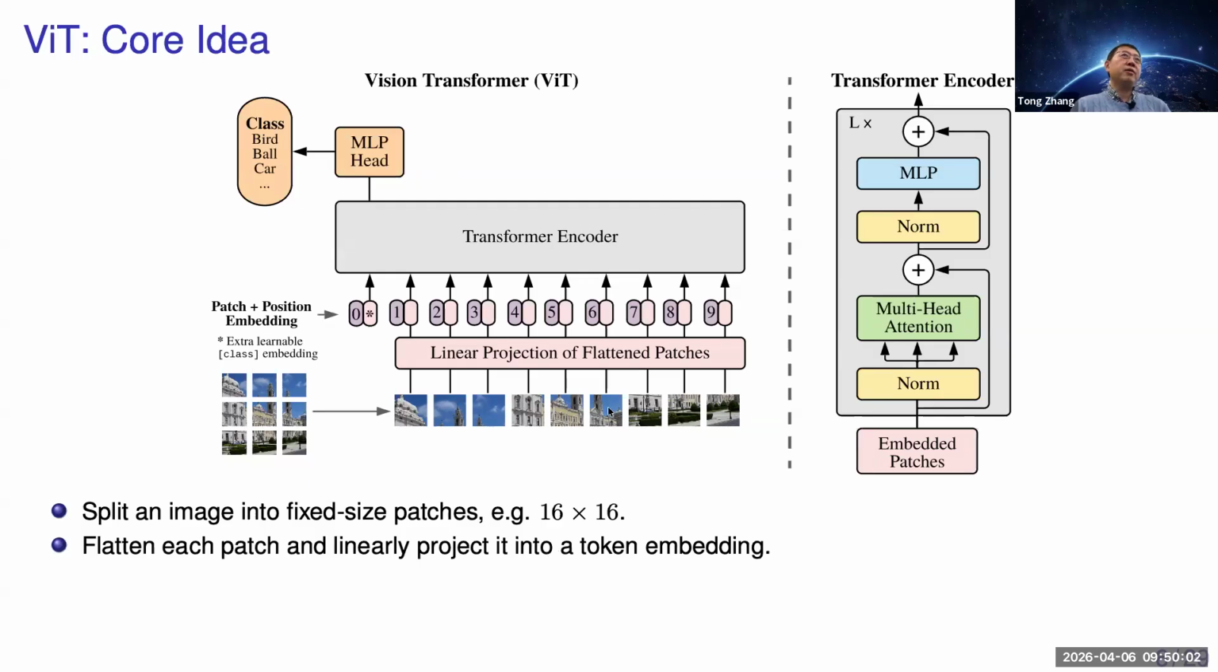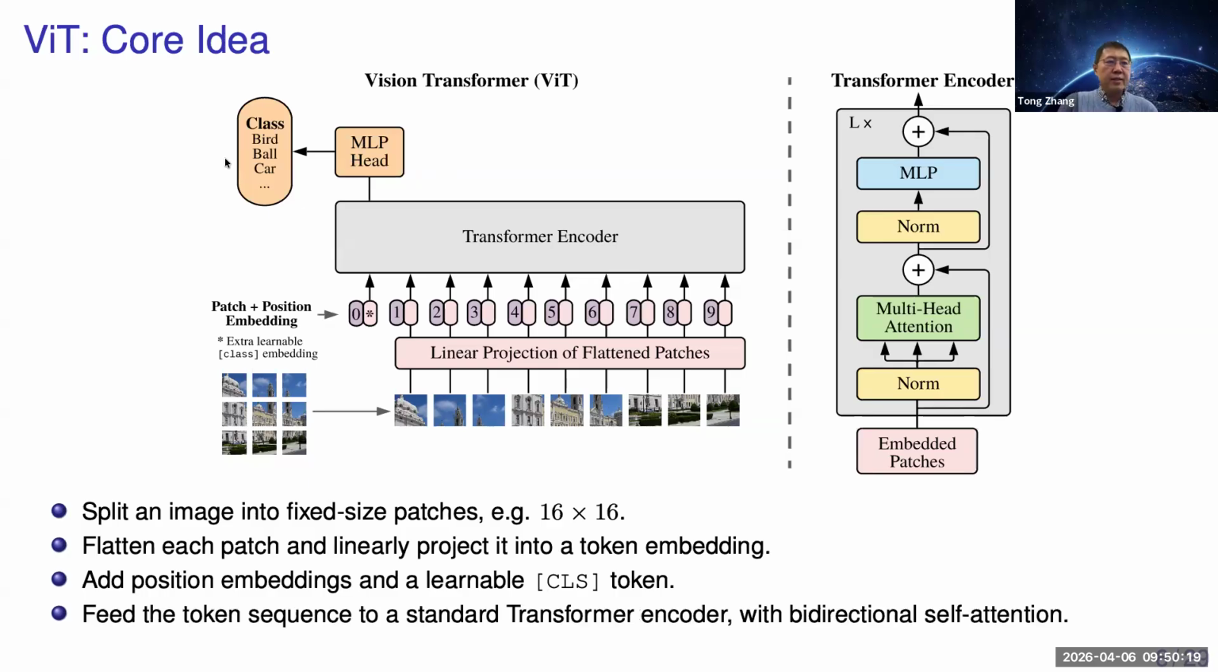For ImageNet, usually it's 224, right? So this is the overall resolution. Flatten each patch, apply the linear projection to get token embeddings, add position embeddings and your learnable class token. Once you have that, you get your class label. So this is a standard transformer encoder with bidirectional attention. I think that's all I want to say about the architecture here.